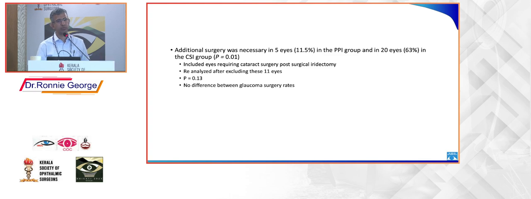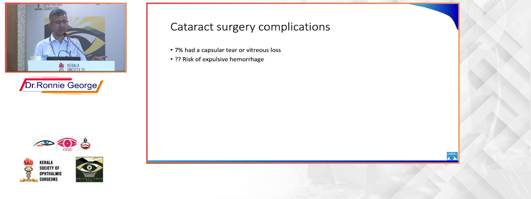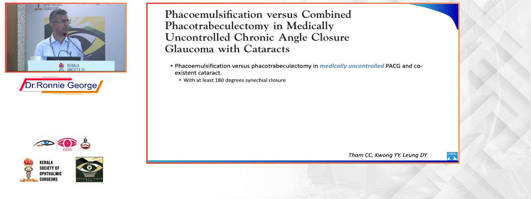So we know that post-acute angle closure, cataract does progress a little bit more rapidly. What was also interesting here was that 7% of these eyes had a capsular tear or vitreous loss. This wasn't a large case series, so fortunately there was no expulsive hemorrhage or something like that. So in these hot eyes, going in and unnecessarily removing a cataract is not a great idea, but typically with an acute angle closure which is resolved post laser iridotomy, you probably don't need to do anything very aggressive.